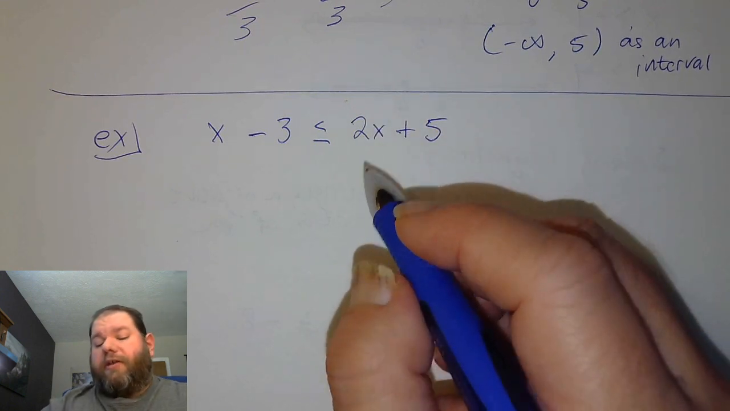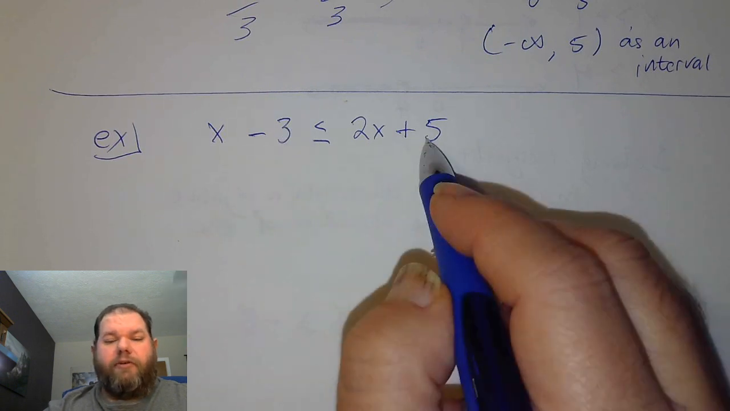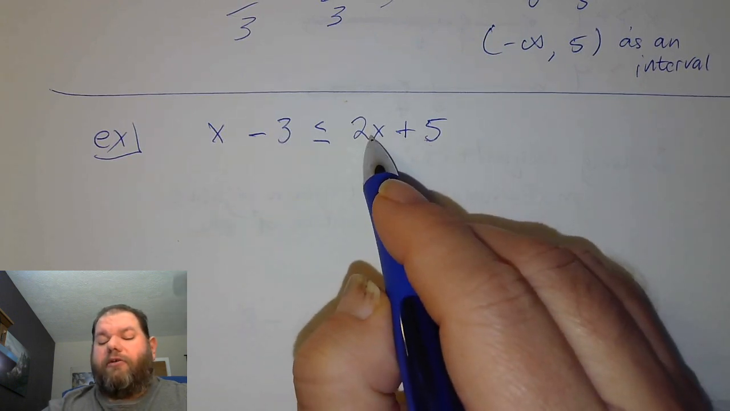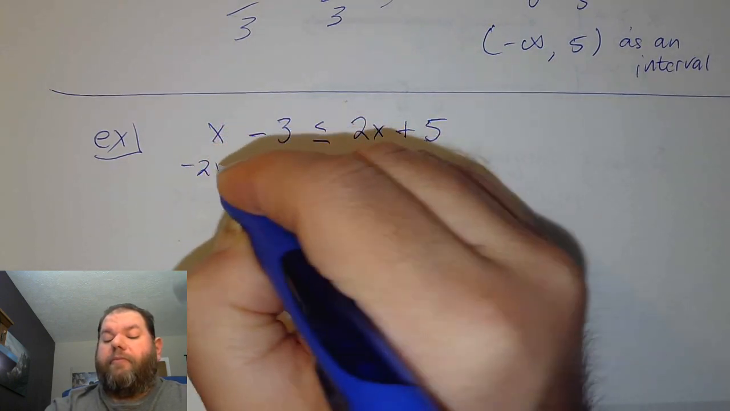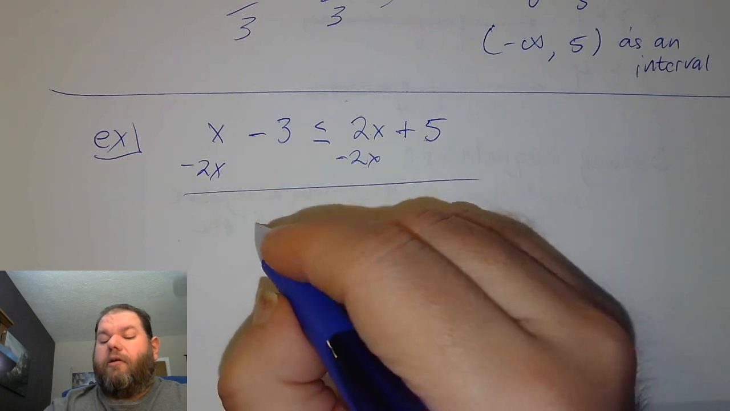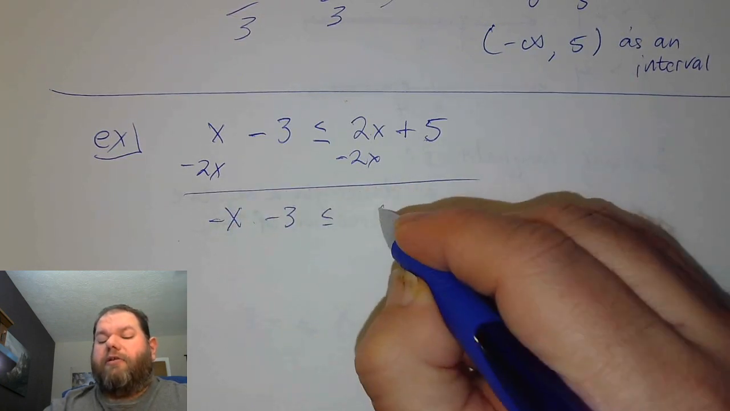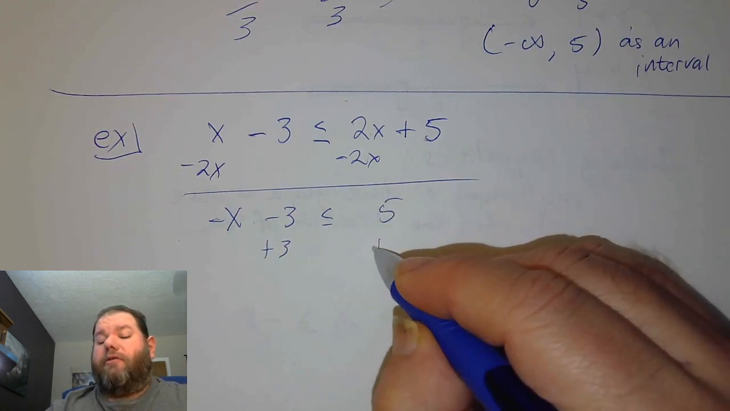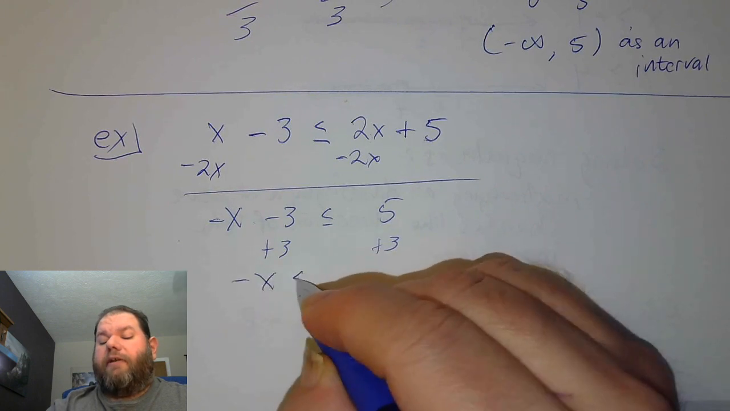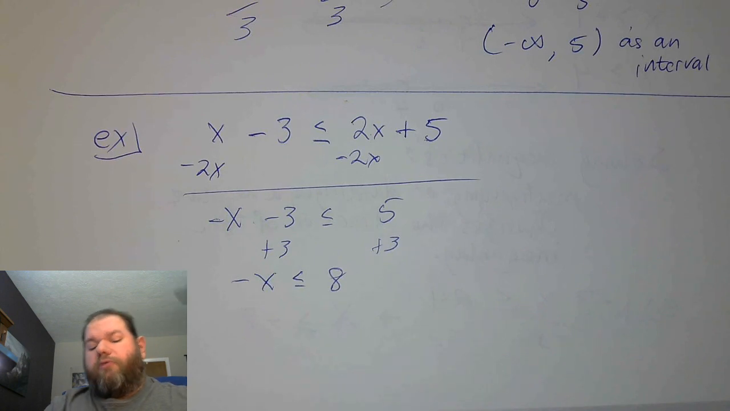But more conventionally, I think generally speaking, it's easier just to keep our x's on the left and then our numbers on the right. So we would take our 2x and subtract that over. So it would be negative x minus 3 less than or equal to 5. We could then add the 3. So negative x is less than or equal to 8. Well, how do we make a negative x into a positive x?